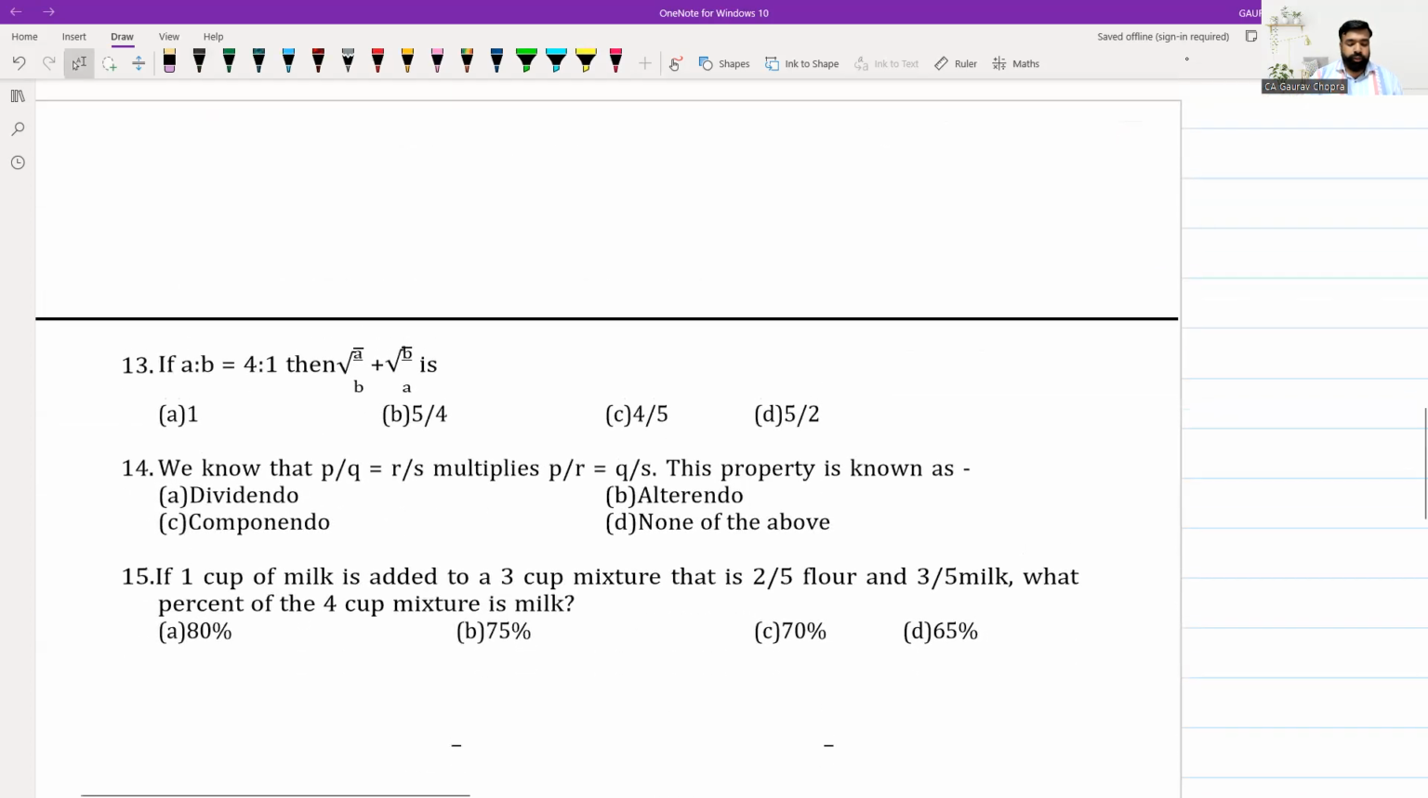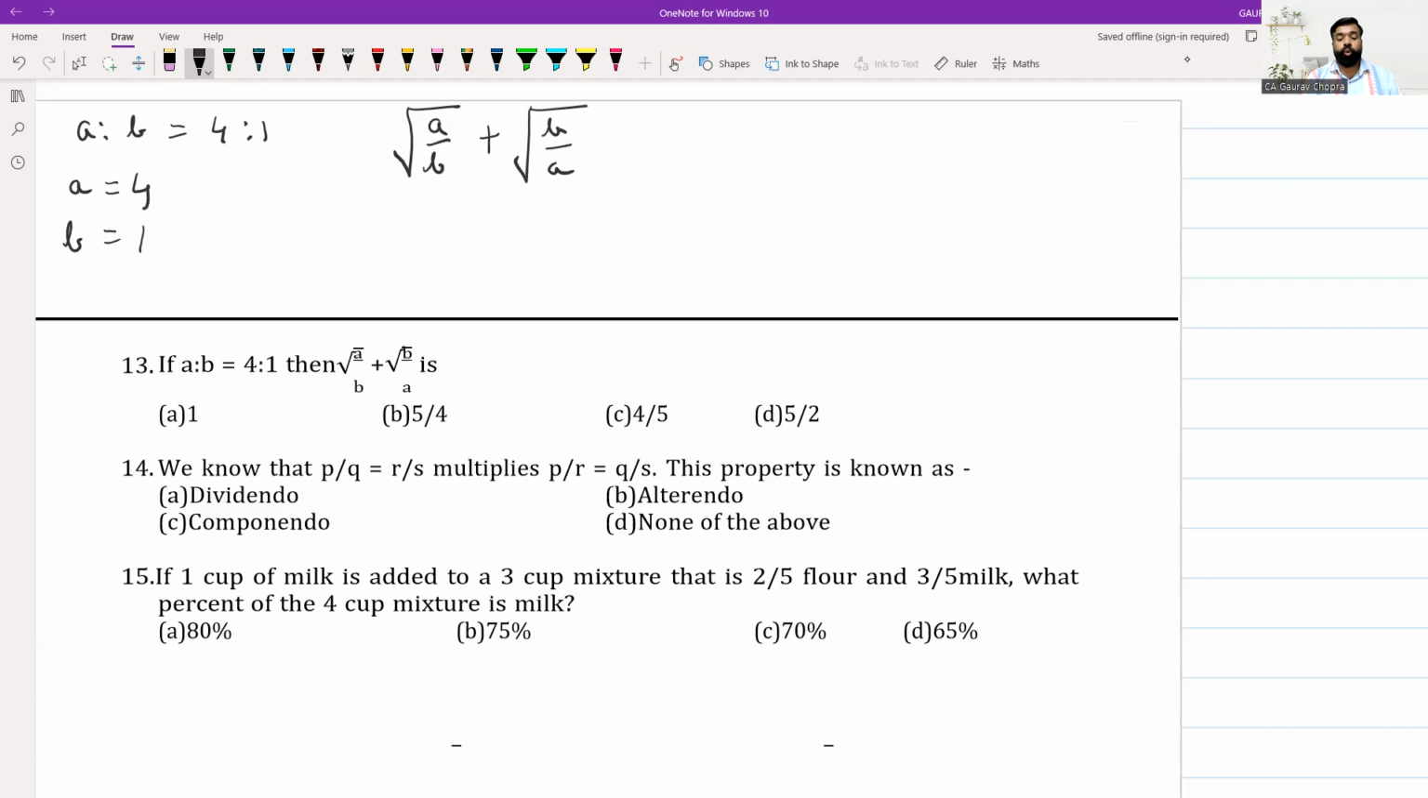Now the 13th question. It says A ratio B is equal to 4 ratio 1. Then find the value of root of A by B plus root of B by A. You have to find this value. Whenever such a situation is there, it means the value of A is 4 and B is equal to 1. Now substitute the value.